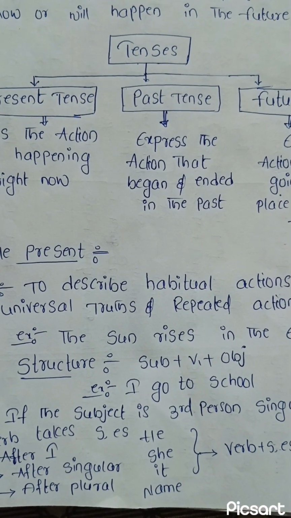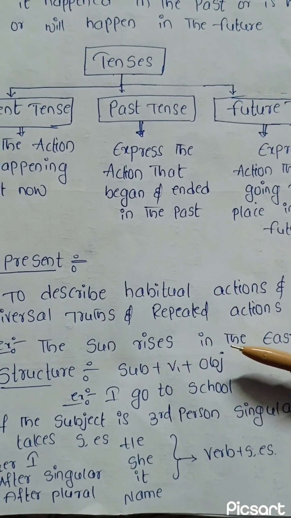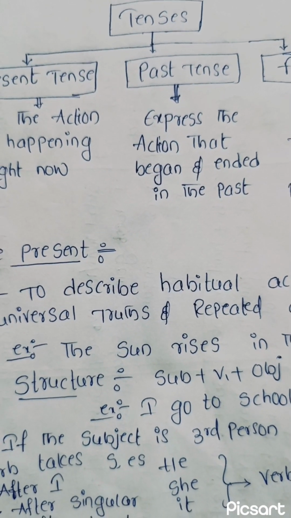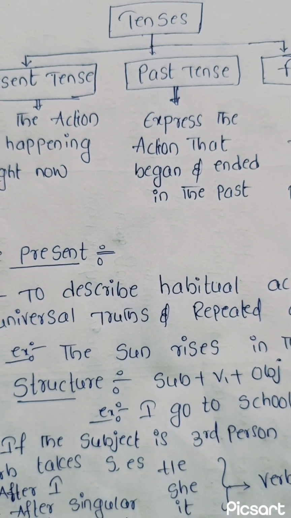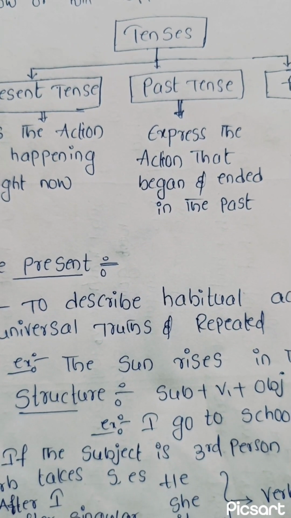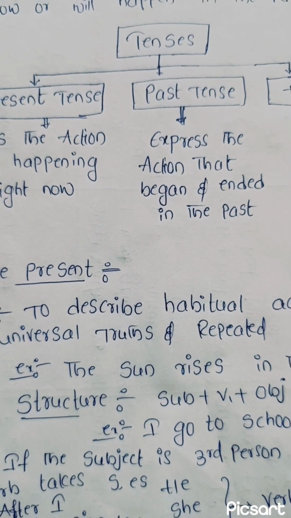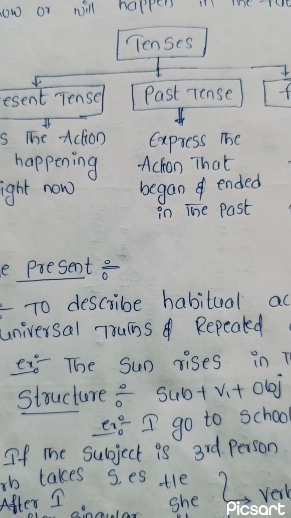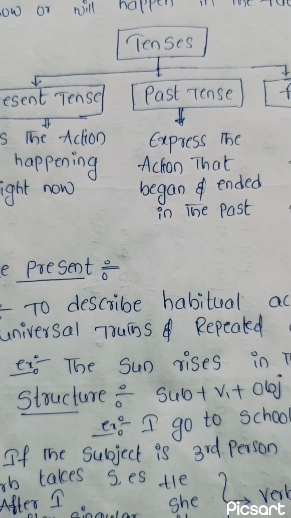For example, the sun rises in the east. It is a universal truth. What is the verb in this example? Rise. For rise, s is added because the subject is a singular noun. So we have to add s or es to the verb if the subject is third person or a singular noun.